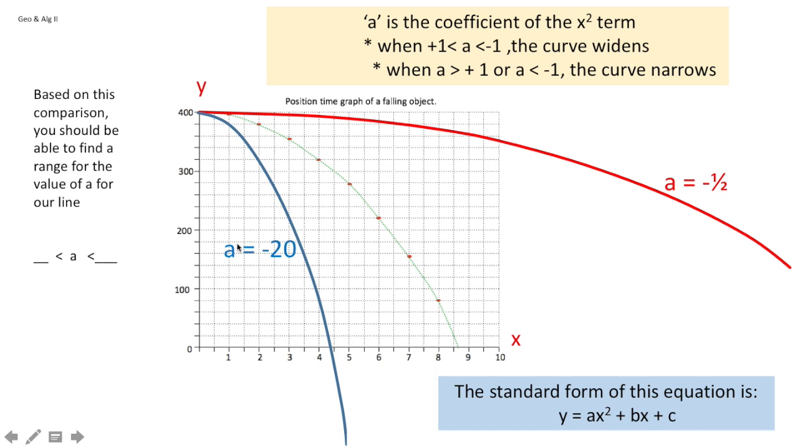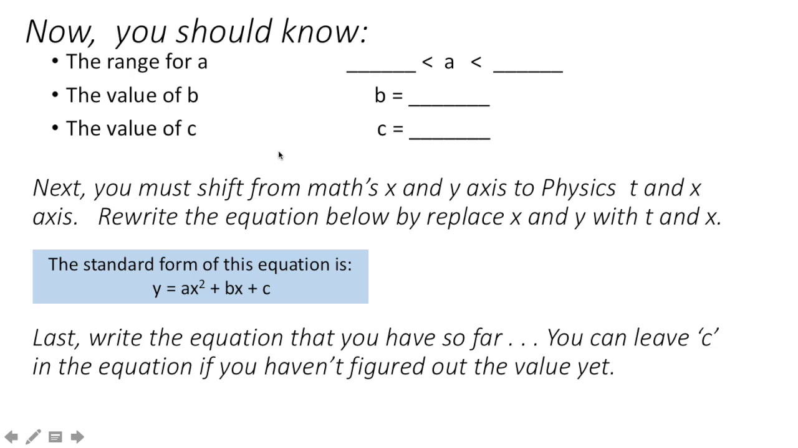Now let's switch back to our equation. So now you know the range for the value of a, you know the value of b and the value of c. Our next task is to shift from math's x and y axis into physics that has the axis labeled as t and x. X in physics means position.